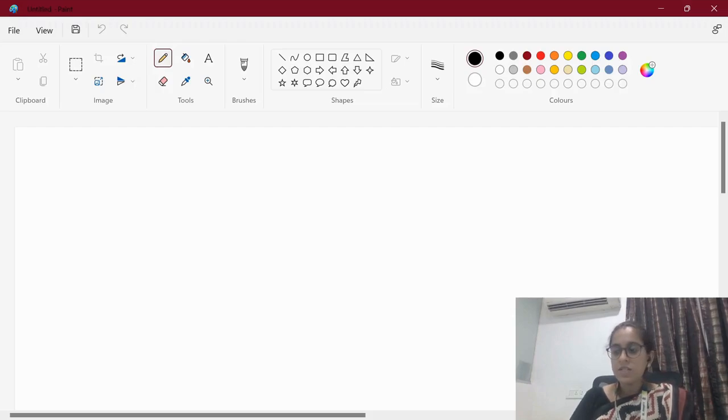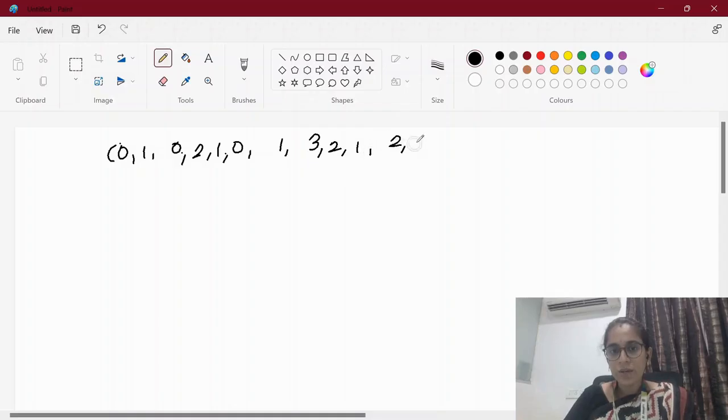First, we take the question of how many units of water. What are all the units they have given? They have given 0, 0, 1, 0, 2 and 1, 0, then 1 and 3, 2, 1, 2 and 1. So these are all the elevation map they have given.